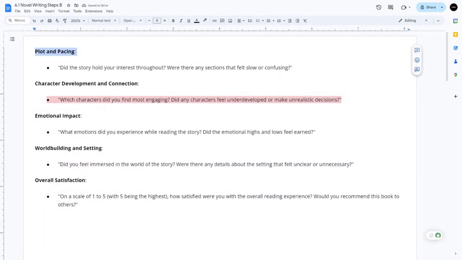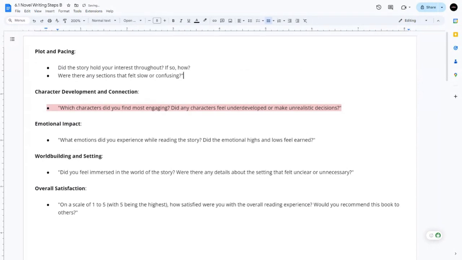Here are some pace and plotting questions. Did the story hold your interest throughout? Were there any sections that felt slow or confusing? Did the story hold your interest throughout? If so, how? And then here's another one, obviously. Were there any sections that felt slow or confusing, and why?